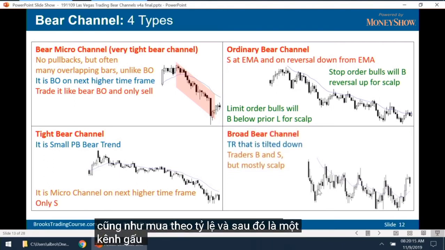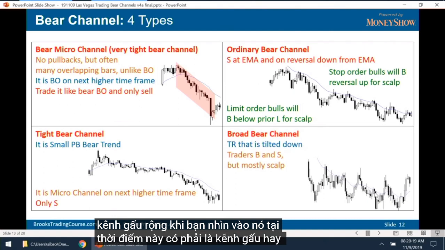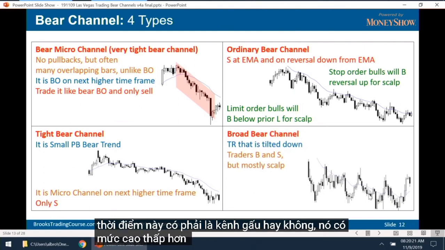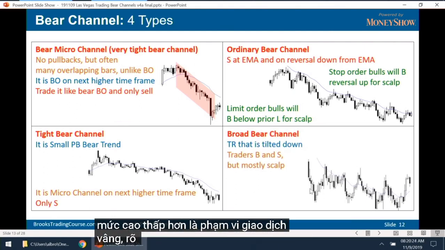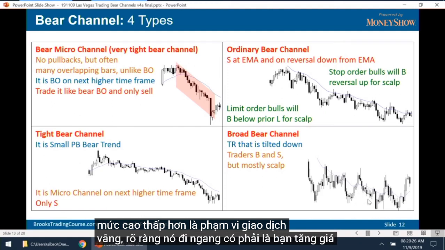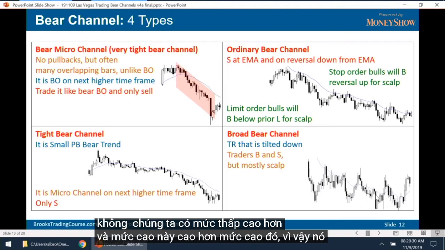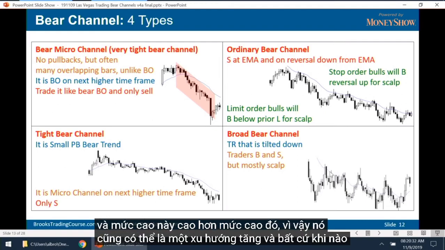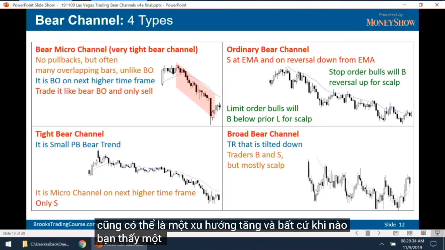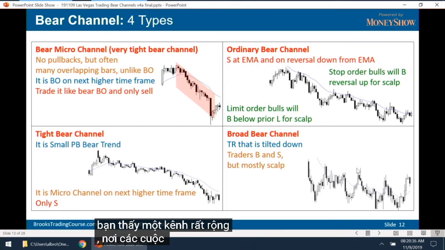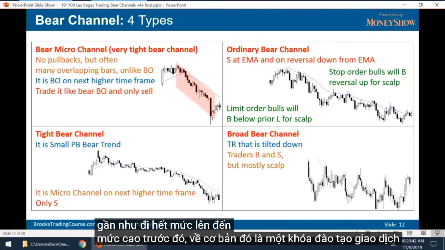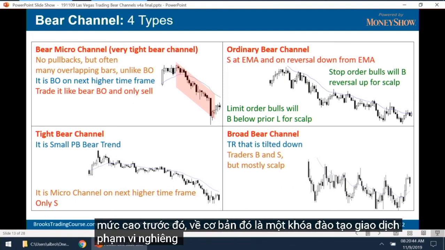And then a broad bear channel, when you look at it, at this point, is it a bear channel? Well, it has lower highs. Is it a trading range? Yes, it's clearly sideways. Is it a bull trend? It might be. We have a higher low, and this high is above that high, so it might also be a bull trend. And whenever you see a channel that is very broad, where the rallies go almost all the way up to the prior high, it's basically a trading range that is tilted down.